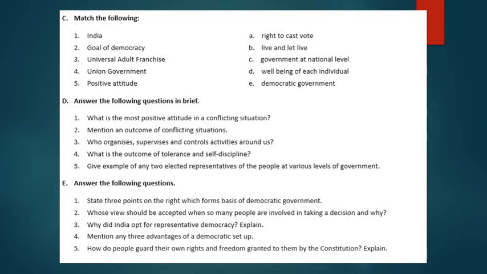Next question. What is the outcome of tolerance and self-discipline? Write down the answer. Harmony and balance in the society. I'll repeat the answer. Harmony and balance in the society.